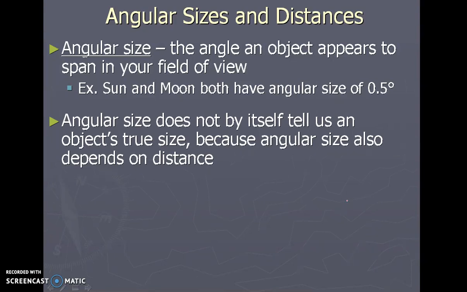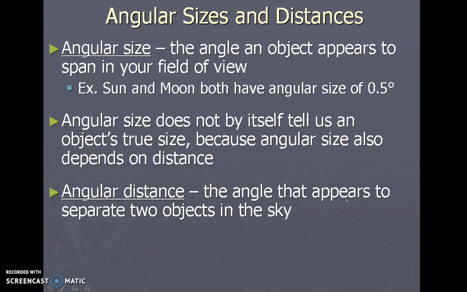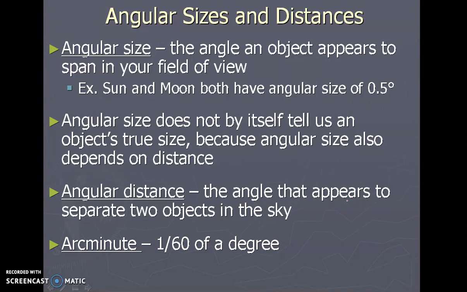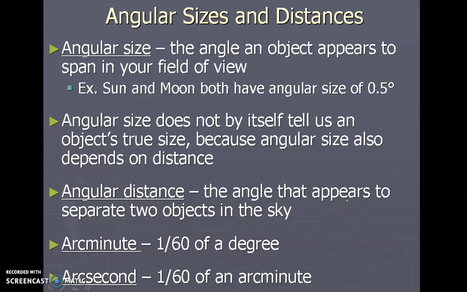Now, the angular size does not by itself tell us an object's true size, because it depends on distance, but it's useful for describing how objects appear from Earth. The angular distance is the angle that appears to separate two objects in the sky. And astronomers usually use more precise measurements than a degree. So an arc minute is 1/60th of a degree, and an arc second is 1/60th of an arc minute.